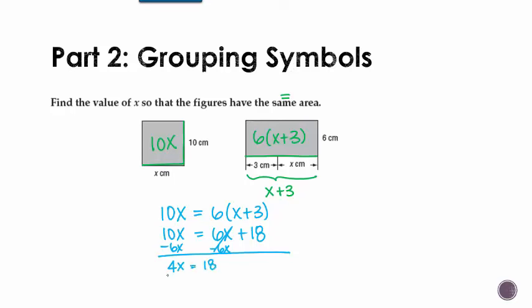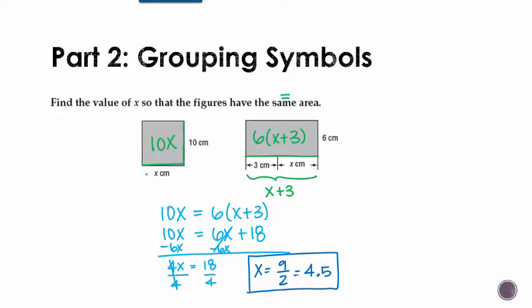And then we got to divide both sides by 4. So 18 divided by 4 is not a nice pretty number, but that's okay. 4 goes into 18, not evenly, but 2 goes into both of them. So you could write it like this, or you could change it to 4.5. But whatever you do, make sure that it works.